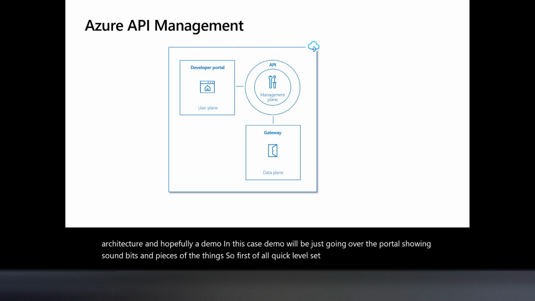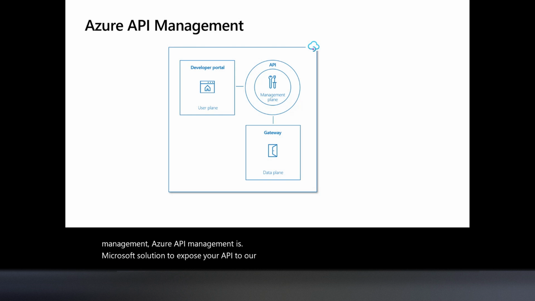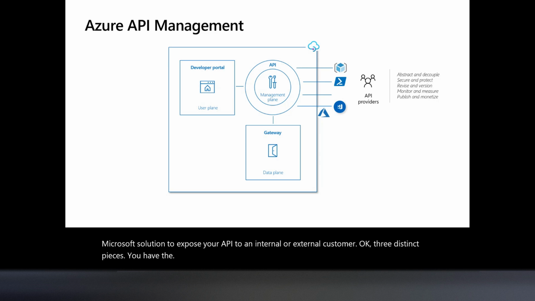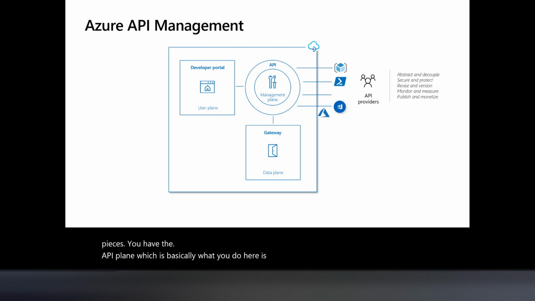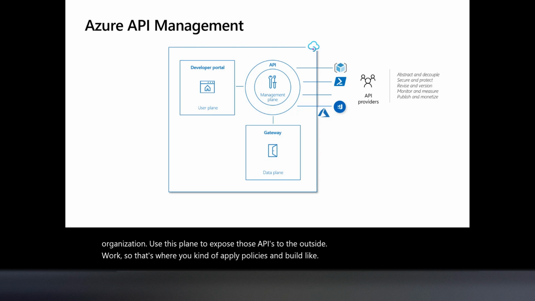First, a quick level set. Azure API Management is Microsoft's solution to expose your API to internal or external customers. It has three distinct pieces. The first is the API plane: you have APIs hosted inside your organization, and you use this plane to expose those APIs to the outside world. That's where you apply policies and add APIs to products. So this is the management plane of the API.